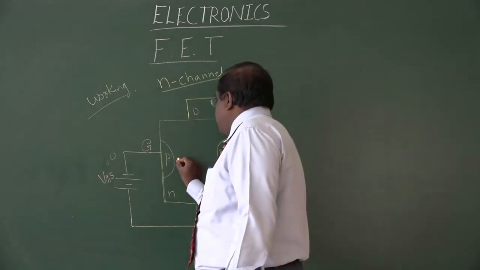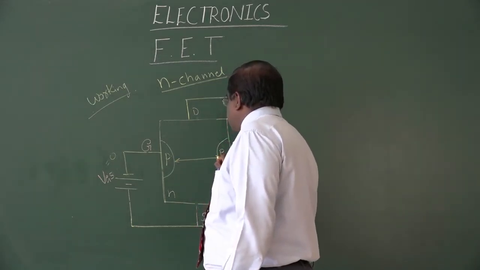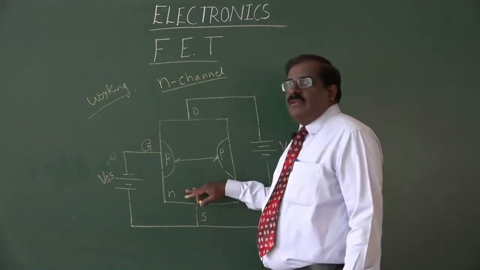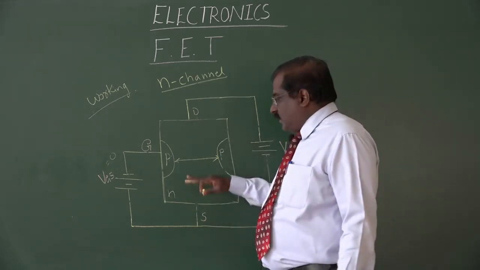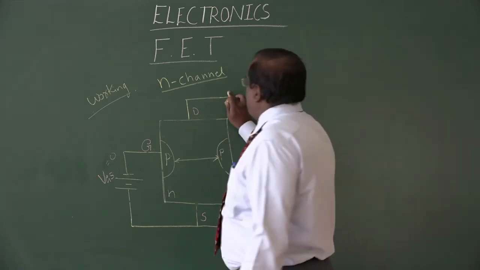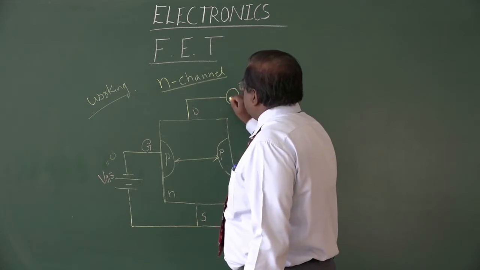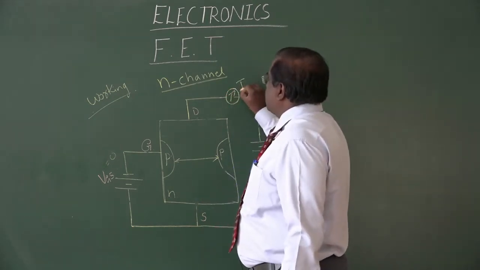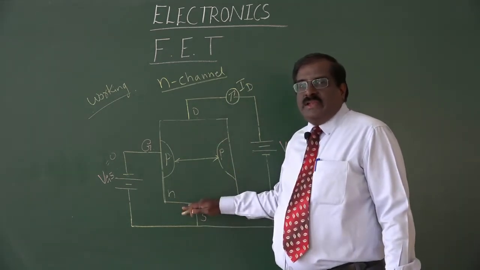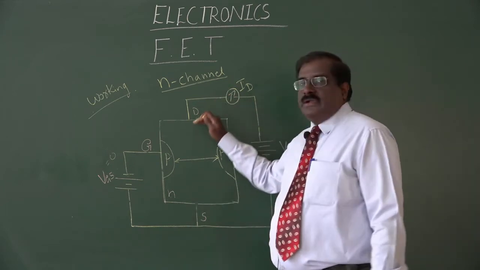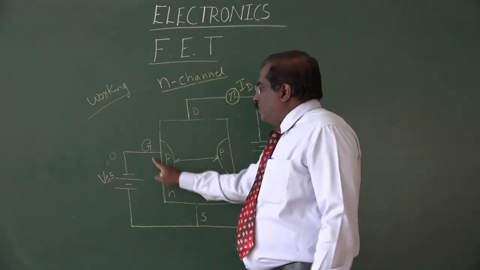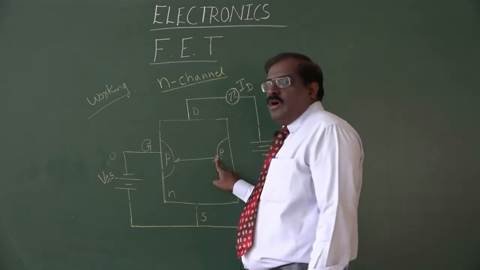At that time the channel width will be larger. Whatever majority charge carriers are emitted from the source will come to the drain. That forms what is known as the drain current. So the majority charge carriers emitted from the source get into the drain, and that is what we declare as the drain current. In this part, the channel width is larger.